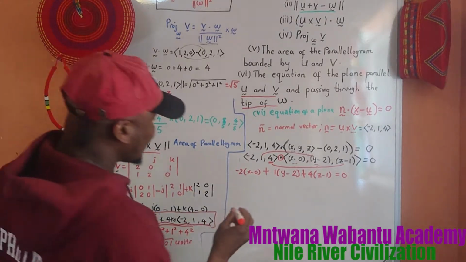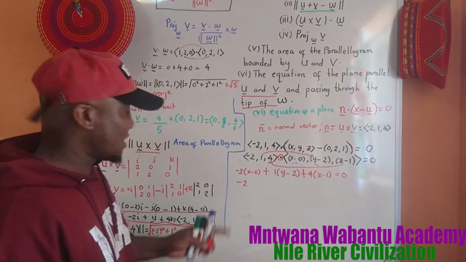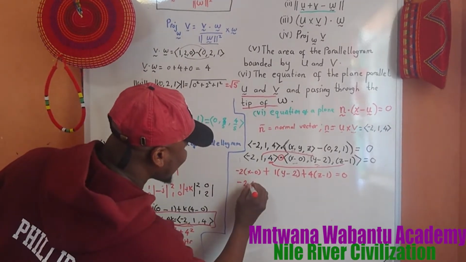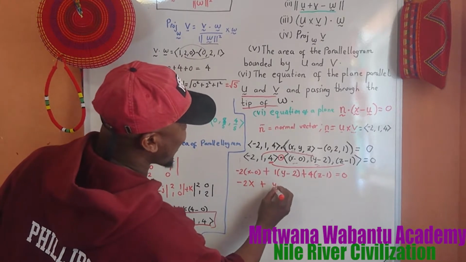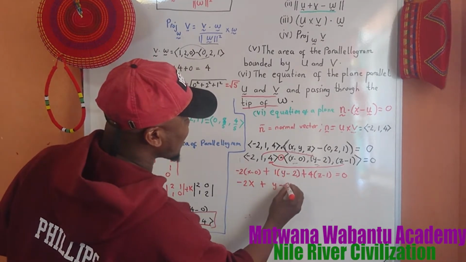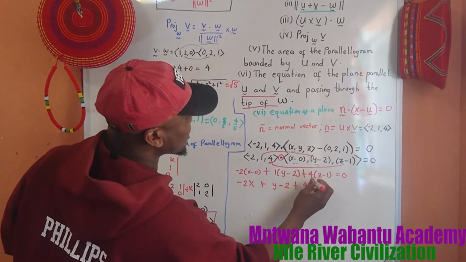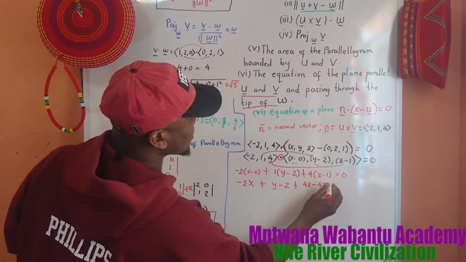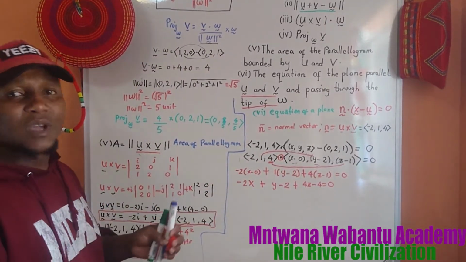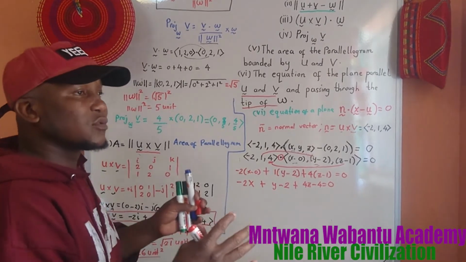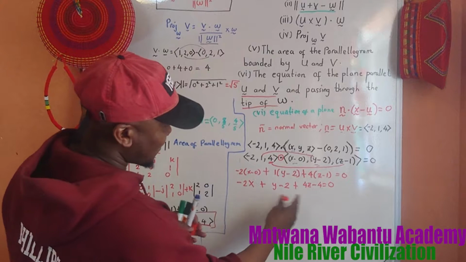So let's multiply that out to get the equation of the plane. -2 times x is -2x, because x minus 0 is x. Now the second one: plus y times 1 is y, 1 times -2 is -2. Now plus 4 times z is 4z, and 4 times -1 is -4, equal to 0. So we're done. Let's put them together and extract the final answer.